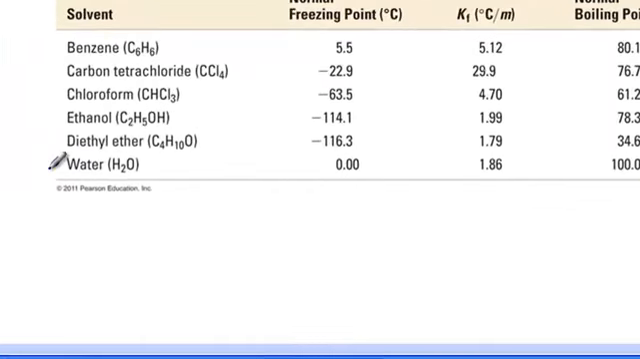Let me give an example. Let's start with the one we're most familiar with, water. Water is the universal solvent. Water will freeze at 0 degrees Celsius. When you see the word normal, that means standard conditions, right? At normal atmospheric pressure. At 0 degrees Celsius, pure water, nothing dissolved in it, is going to freeze at 0 degrees. But let's suppose I make a solution, a saltwater solution.